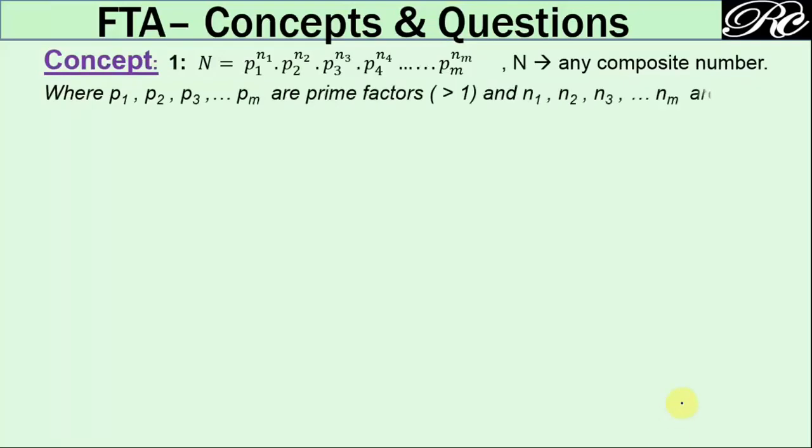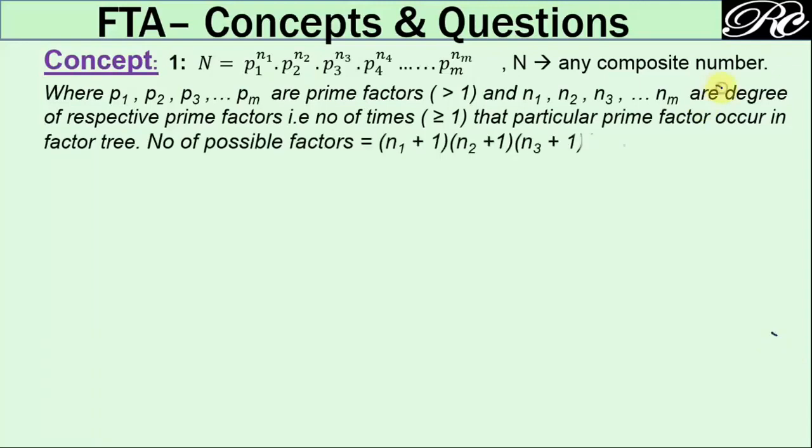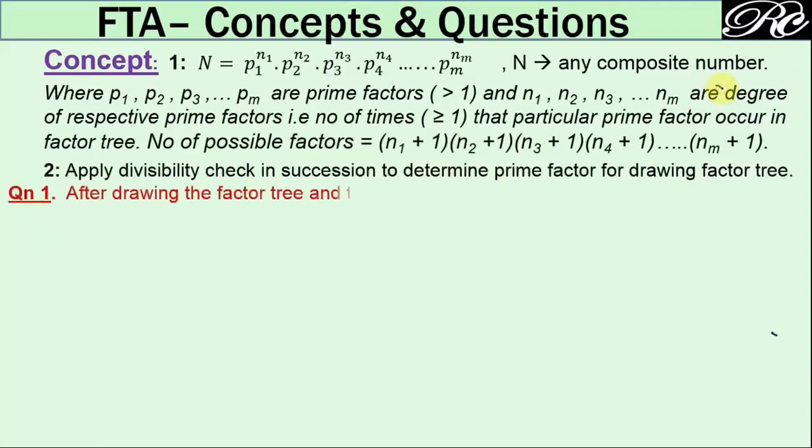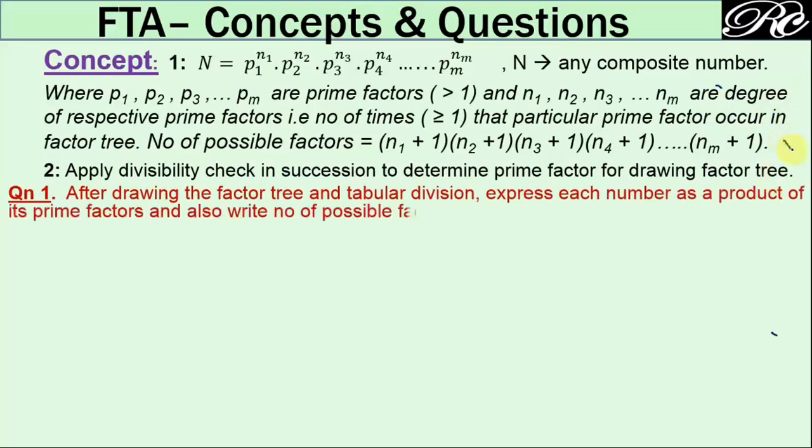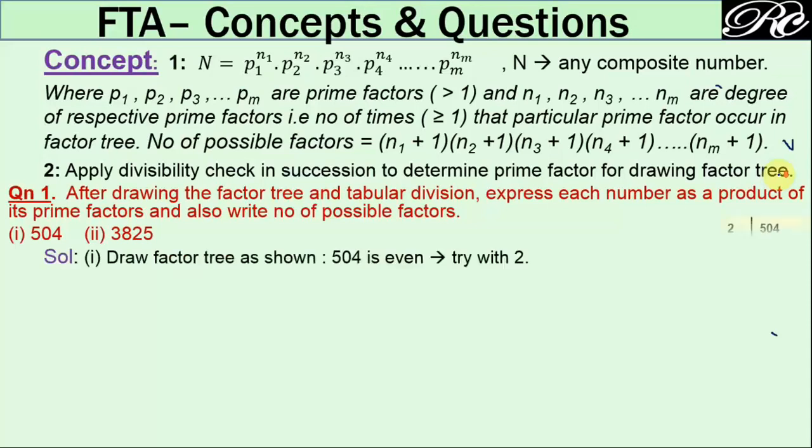Means a composite number can be written as a product of its prime factors. These are the prime factors, and to get these prime factors we shall apply the concept of divisibility of numbers. So the question is: after drawing the factor tree and tabular division, express each number as the product of the prime factors and also write the number of possible factors. So we shall go for the factorization of 504. Take 504 in a table and get it.